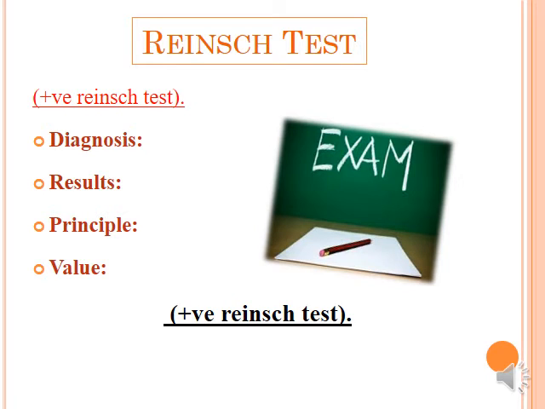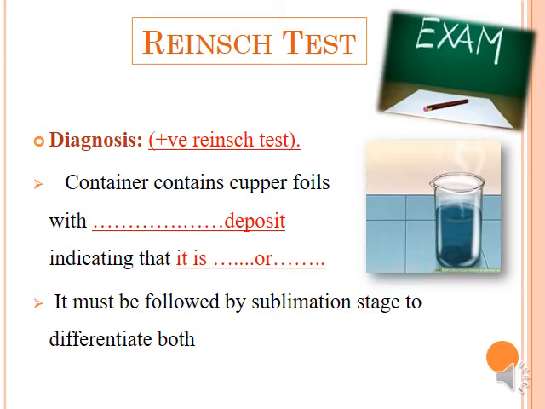In the exam, we should write positive Reinsch test, besides talking about diagnosis, result, principle, and value. At first, the diagnosis: we say the container contains copper foil with violet color, grayish color, or mirror-like deposits, indicating the presence of one of two metals, and should be followed by the sublimation stage to differentiate both.